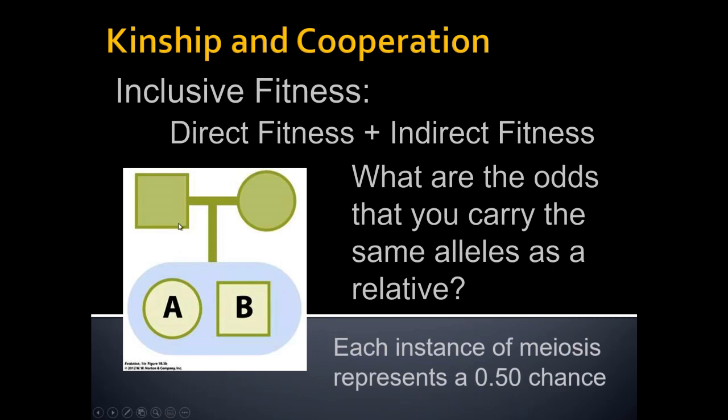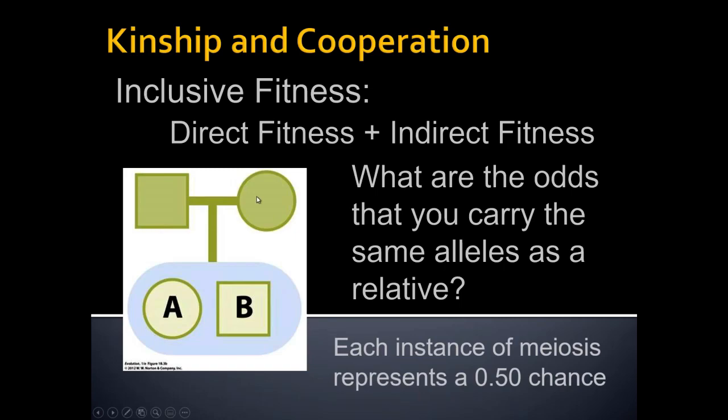So we need to count instances of meiosis. So think about it this way. This father had to go through meiosis to make a sperm that made this daughter. He also had to go through meiosis to make the sperm that made this son. So that's two separate instances of meiosis that separate these two offspring because of their connection to their father. But remember, they also have a mother. So we need to add in the instances of meiosis. And so there are two instances of meiosis that connect them because they share the same mother.